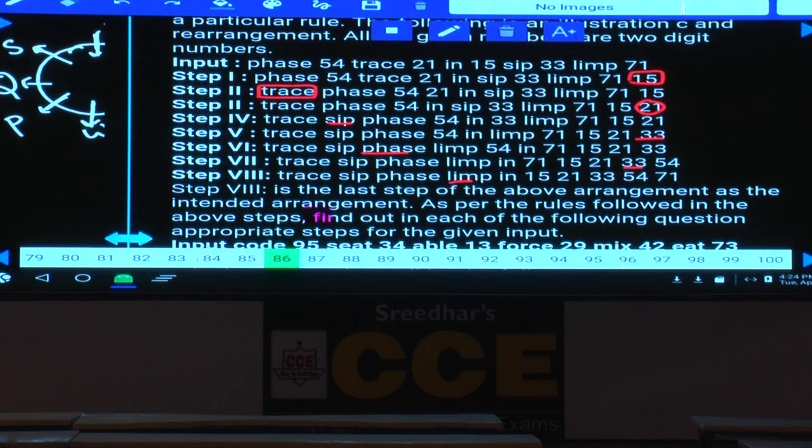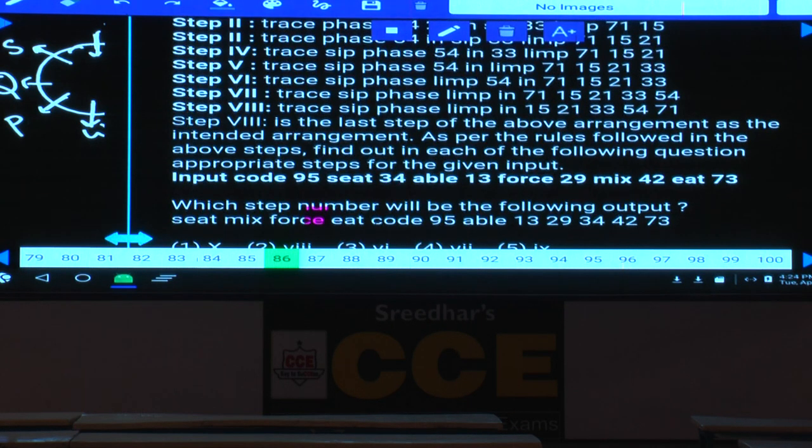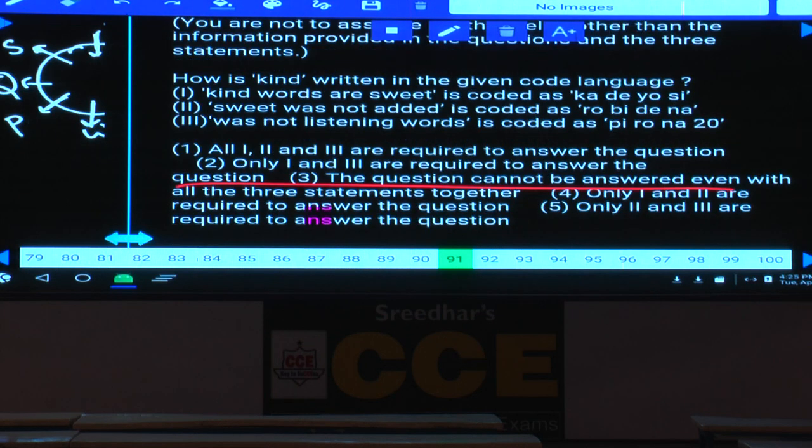Now, if you observe here, all the questions are based on a single input. Whenever these are based on a single input, it is always advisable for you to work out the procedure. Okay? Then this is about question numbers 86 to 90. Then 91 to 95, now question numbers 91 to 95, these questions are based on data sufficiency.